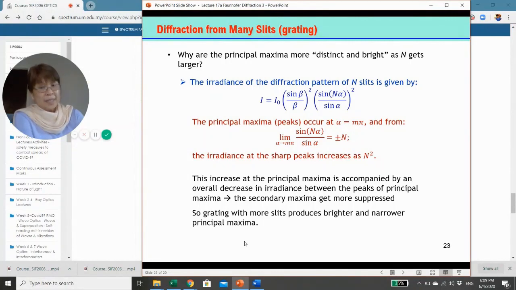This means a grating which has many slits, for example 1,200 slits per mm, or even better, can produce brighter and narrower principal maxima. That's very useful when we use it to disperse light, like in a spectrometer.